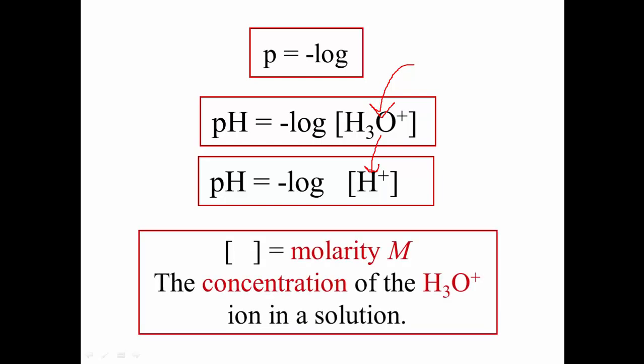So the brackets mean the molarity. You can't just negative log anything and come up with a pH. It has to be the molarity of the hydronium or hydrogen ion that's in the solution.